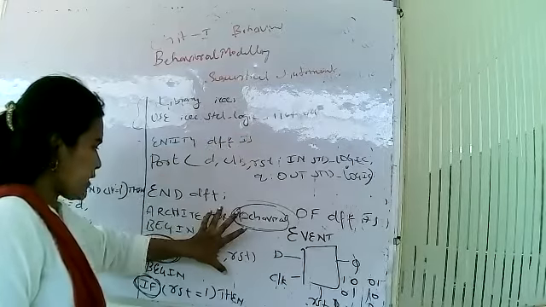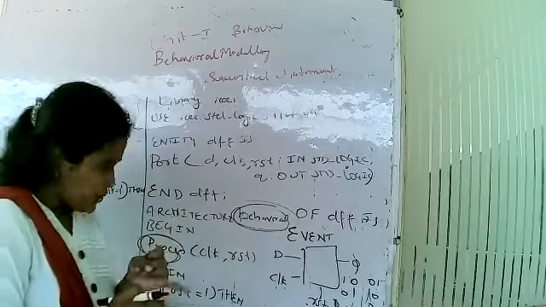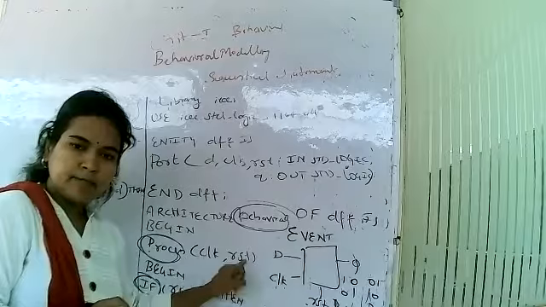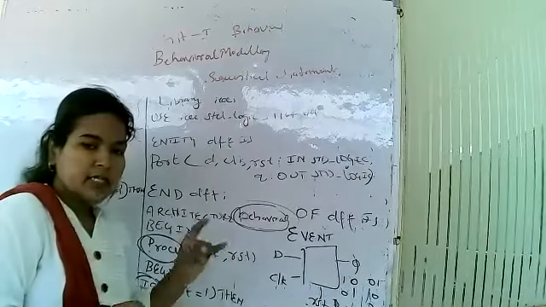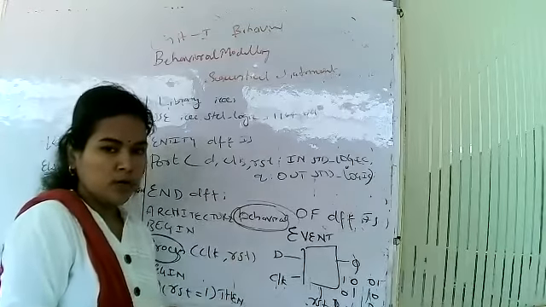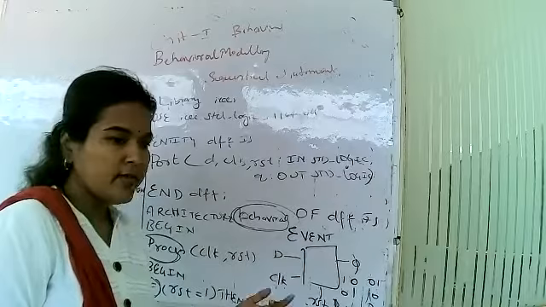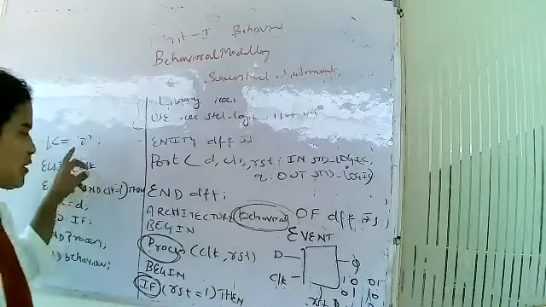It is very simple, starting with the library. Next entity. In the architecture, what I am showing? With the process, we are having clock and the reset. Then starting with the if, reset is 1 means what? Set is 0. Set is 0 means clock is 0. When clock is 0, then output is 0.